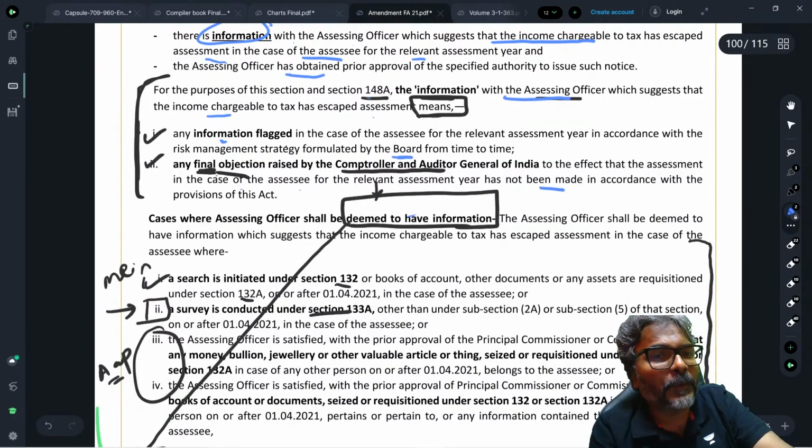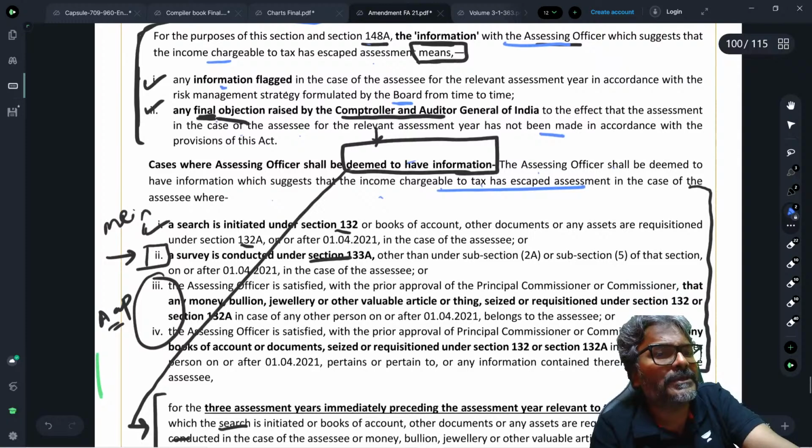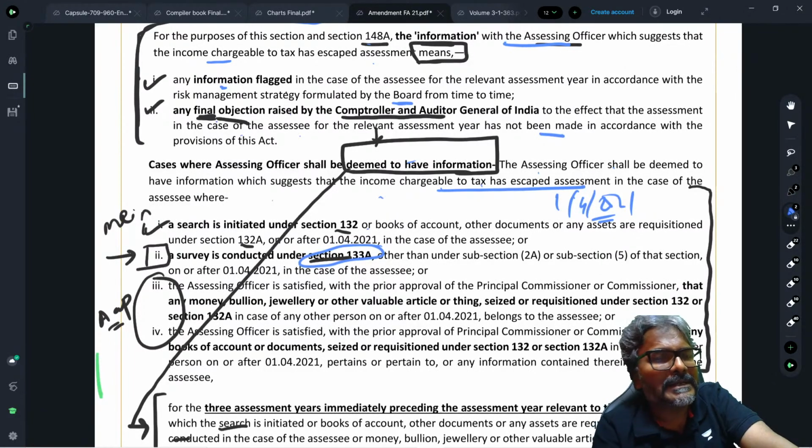Now, another point is about the deemed information. The assessing officer shall be deemed to have information which suggests that the income chargeable to tax has escaped assessment. In the deemed information, the search case is there. But apart from search cases, a survey, if it is undertaken in the premises of the SSC on or after, just keep in mind this date for tomorrow's examination, 1st April 2021.